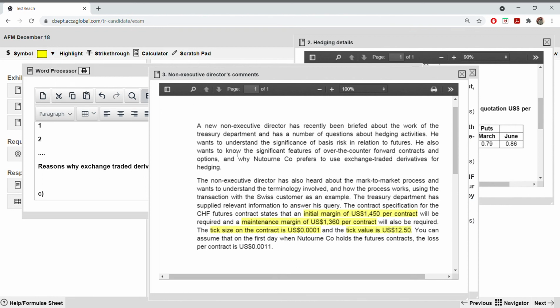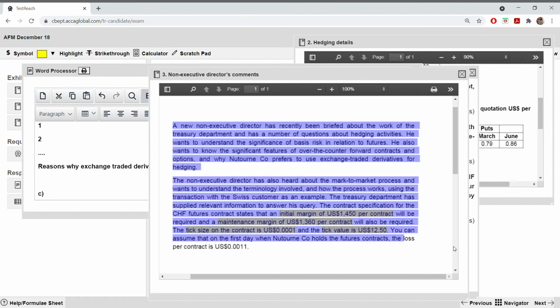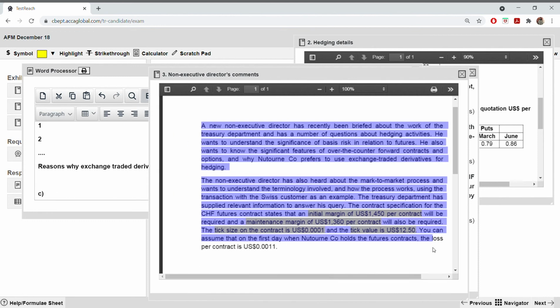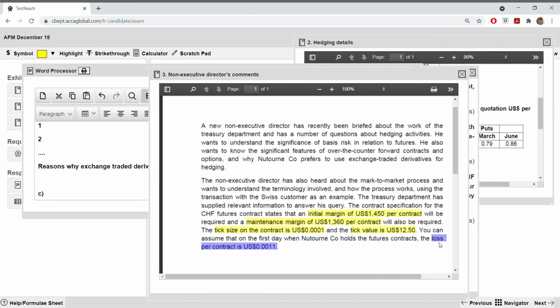Okay, you can assume that on the first day when the company holds future contracts, the loss per contract. So already on the first day the loss per contract is this much. That is on the first day. So using this number you have to illustrate. Okay.